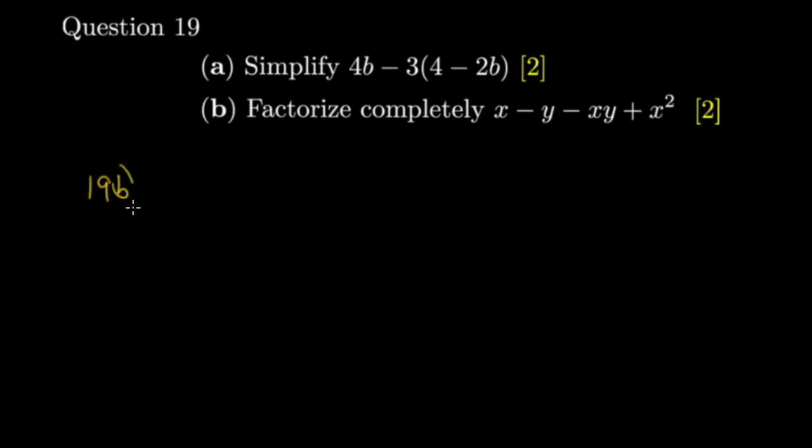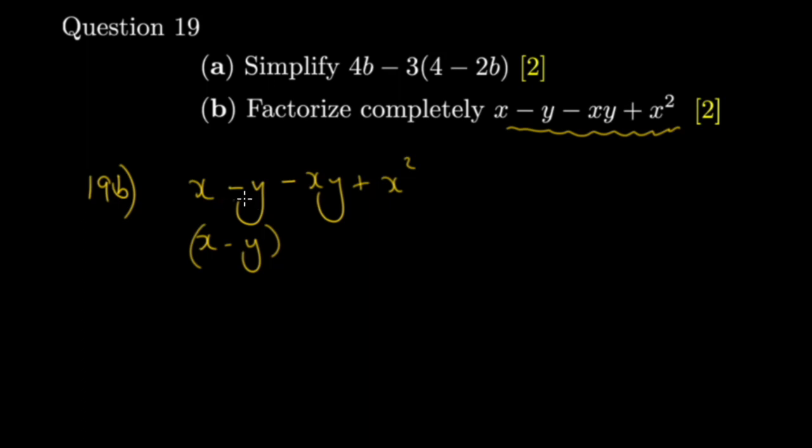Number 19b says factorize completely. You have x minus y minus xy plus x squared. This one is a very common problem in ZIMSEC exams. Whenever you have 4 entities, usually they want you to match the brackets. So I can even put these ones here, because we cannot factorize them further. But then this one is a bracket as well.